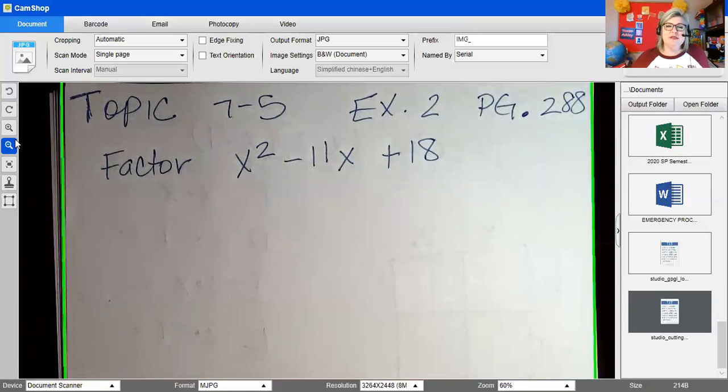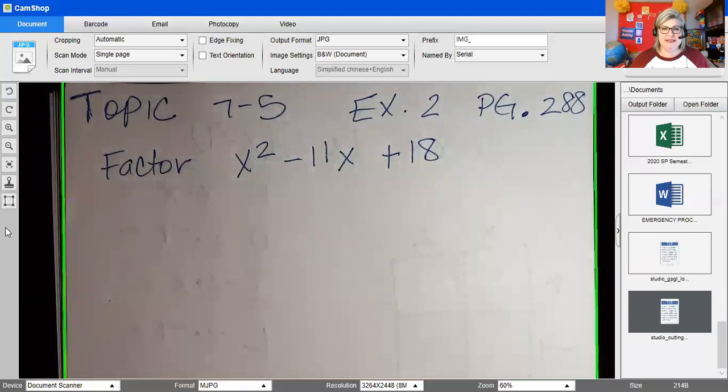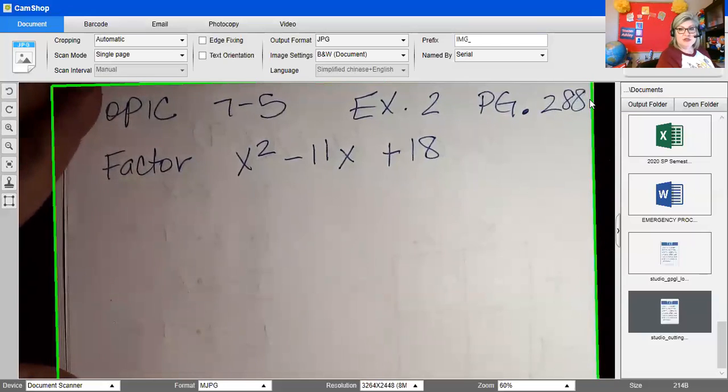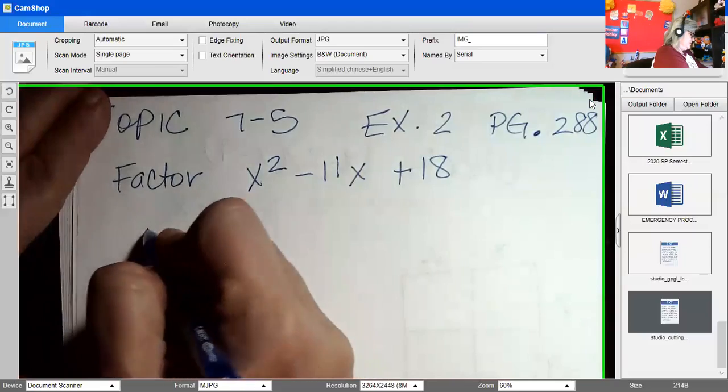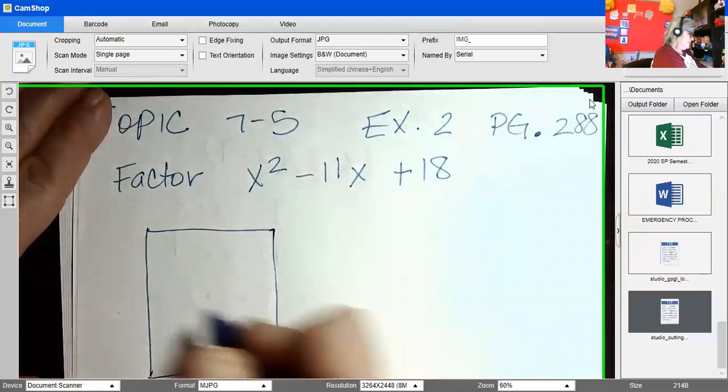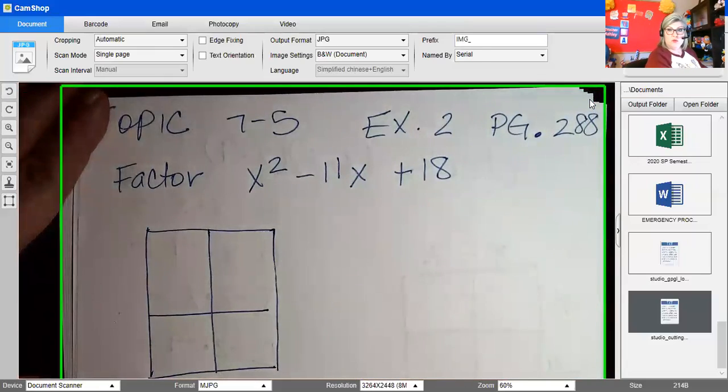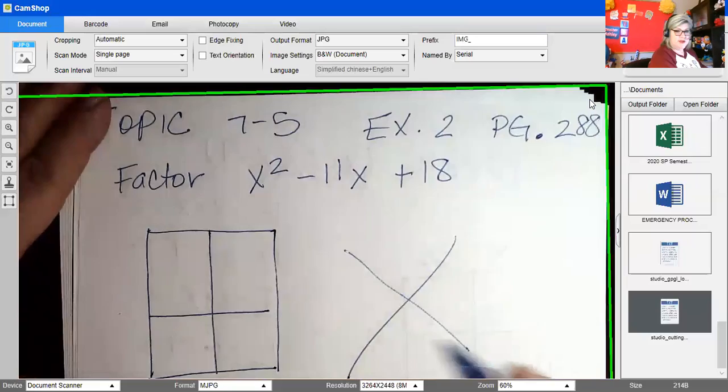So looking at topic 7.5, example 2, this is on page 288 in your textbook. We're going to factor this x squared minus 11x plus 18. And as you remember from our previous example before we left school, we could do that one of two ways. We could factor this either via the box method, or we could factor using the cross method.